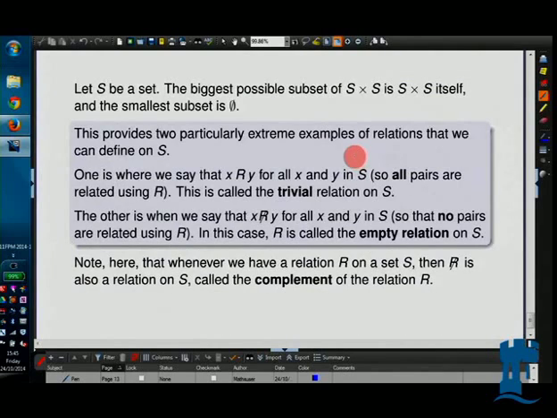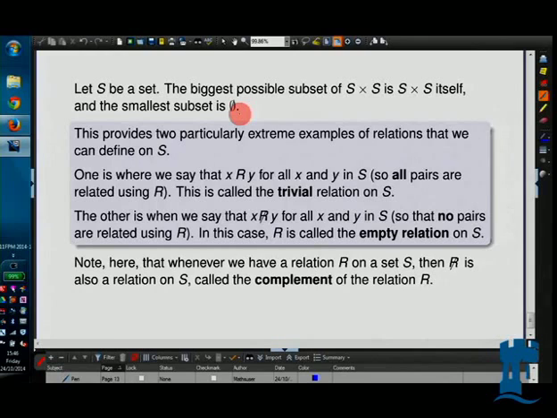Now, what are the extreme settings here? You take a set S, and you want to put a relation on S. That means you need a subset of the Cartesian square. Well, there are two very extreme examples of subsets of the Cartesian square. One is you take the whole of the square, all of S cross S, and the other is where you take nothing at all, the empty set. They're subsets of S cross S, and every subset of the Cartesian square gives you a relation, and these two are particularly extreme ones, and they've got names.